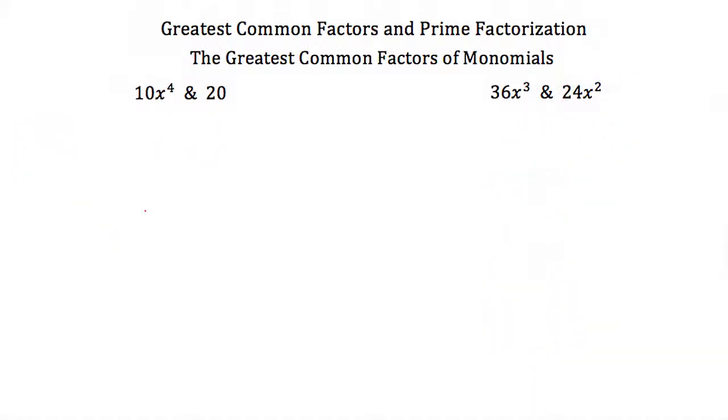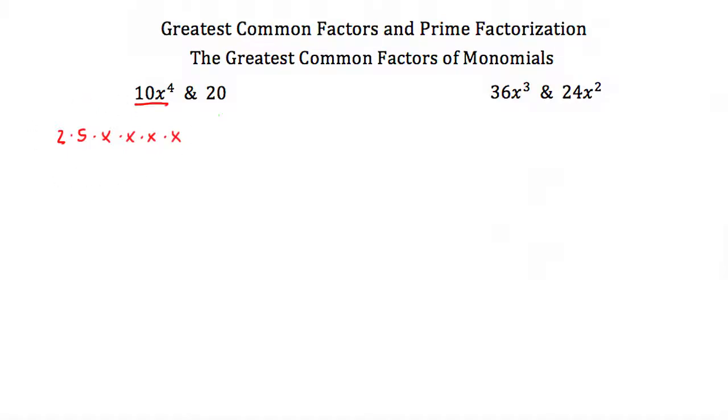Now lastly, let's talk about finding the greatest common factor of monomials. And basically, the idea here is that you can find a greatest common factor of terms with variables in them. Here I have 10x to the fourth and 20, and I want to find the greatest common factor of both of these. Well, my factors of 10x to the fourth would be 2 times 5 times x times x times x times x. This will give me 10x to the fourth.